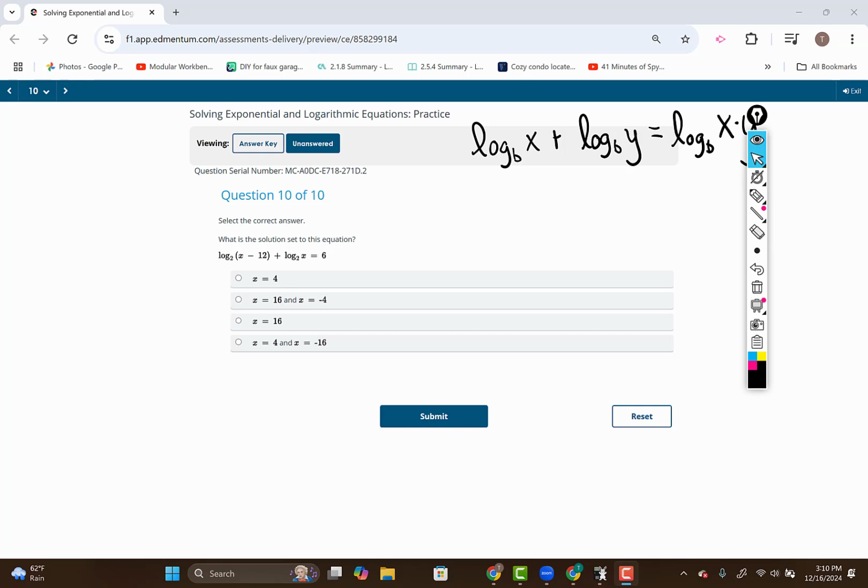Question 10. What is the solution set to the equation log base 2 of x minus 12 plus log base 2 of x equals 6? So we have two logarithms on the same side.